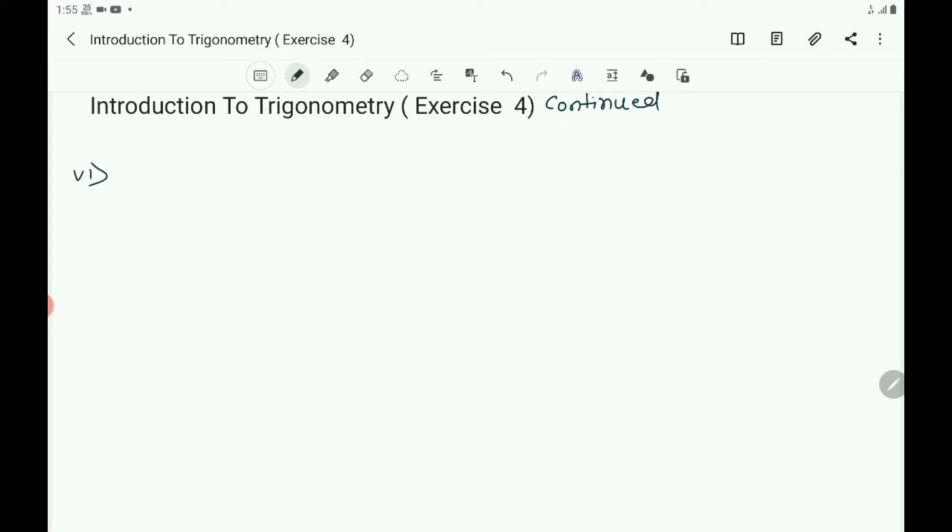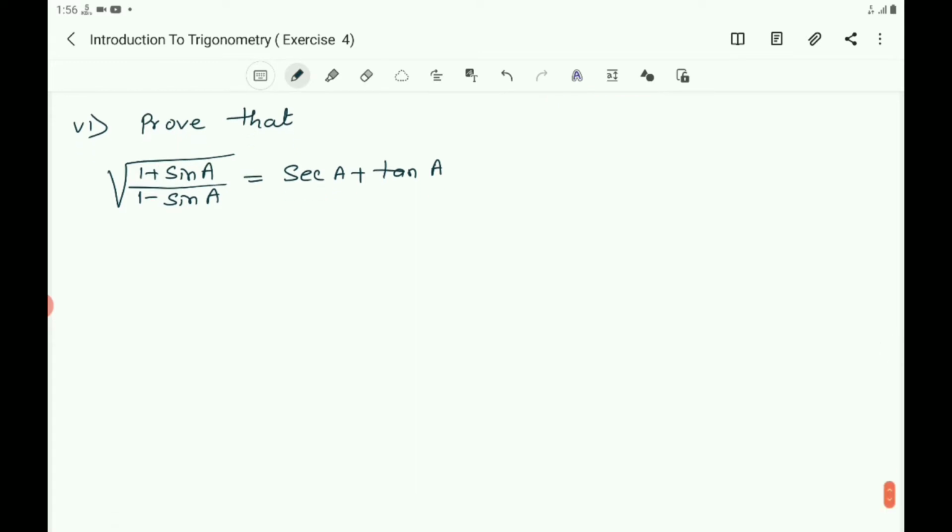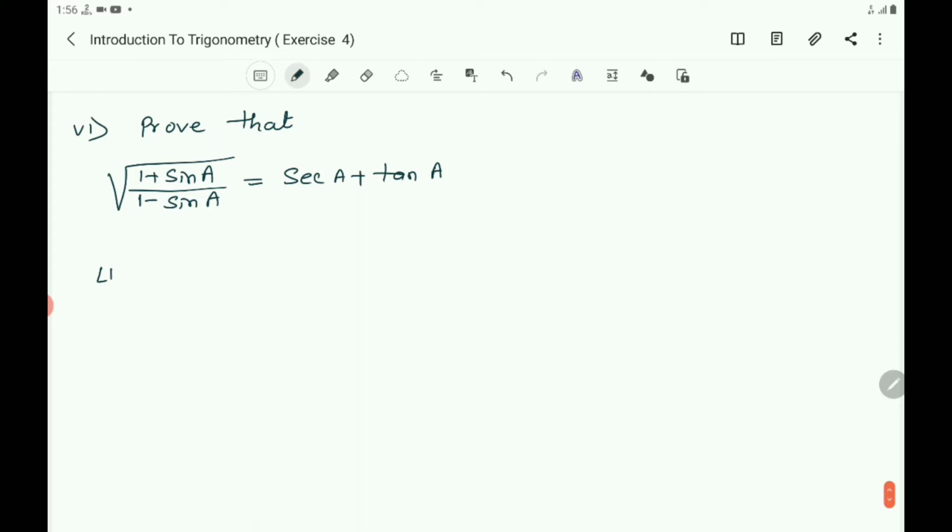What is that question? Prove that the square root of (1 plus sin A) by (1 minus sin A) equals secant A plus tan A. This is to be proved here. Now you consider the LHS.